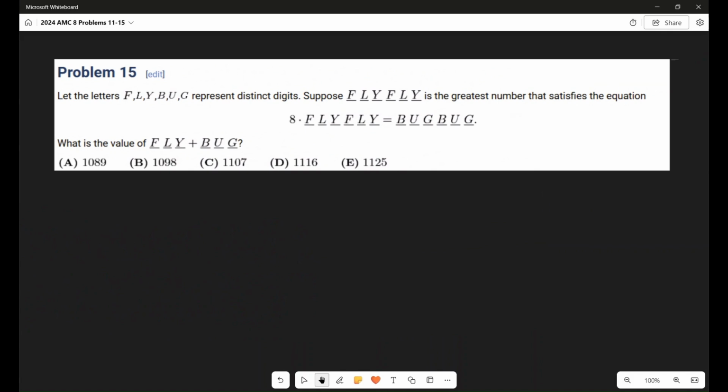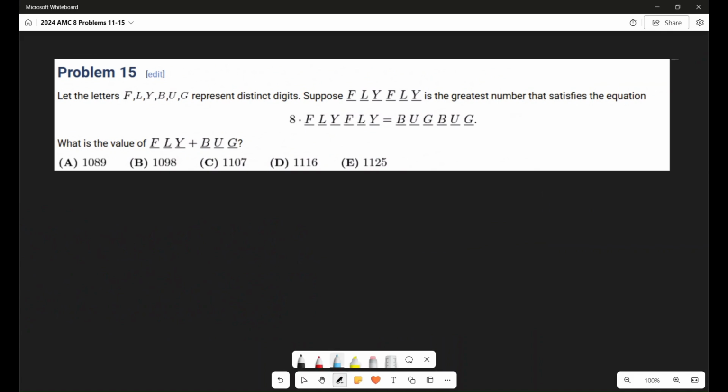Let the letters F, L, Y, B, U, G represent distinct digits. Suppose FLY is the greatest number that satisfies the equation 8 times FLY equals BUG. What is the value of FLY plus BUG?